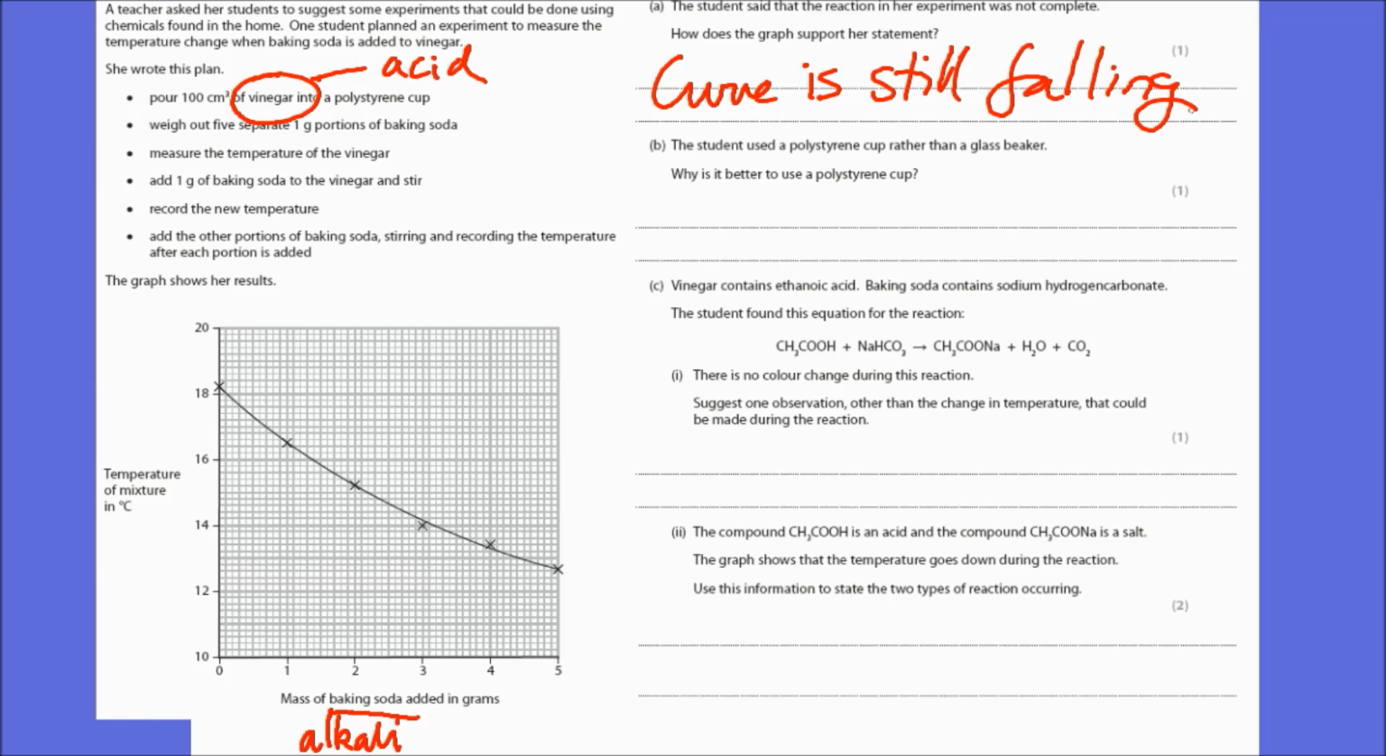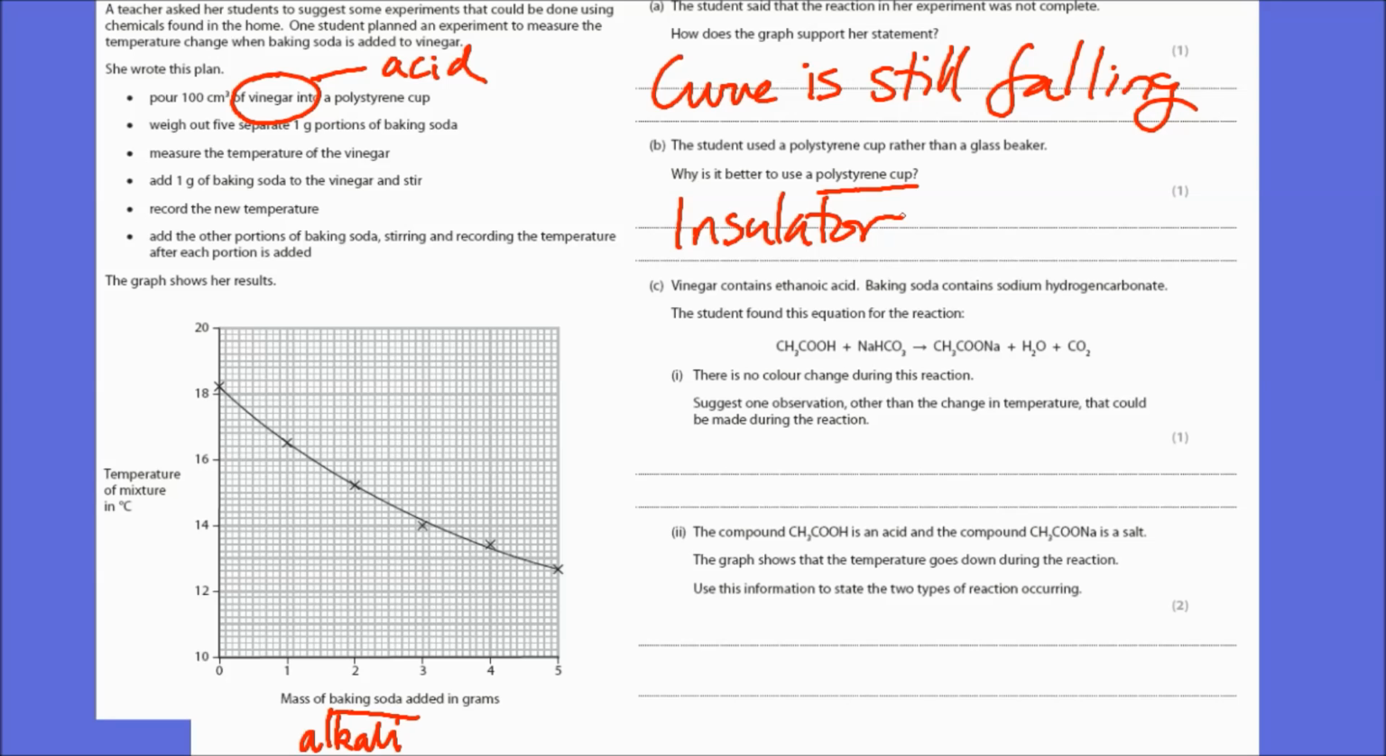Now, this reaction, unlike most reactions you do in the lab, was actually done in a polystyrene cup. So why is a polystyrene cup used rather than a glass beaker? It's because polystyrene is a good insulator. So it prevents any heat change from external conditions. It prevents heat loss.